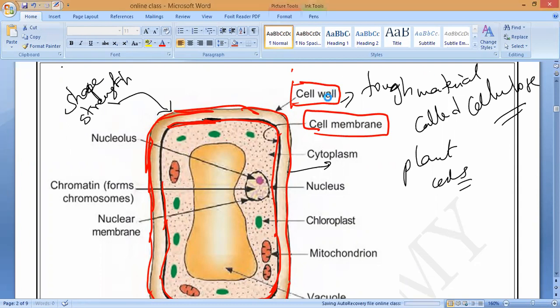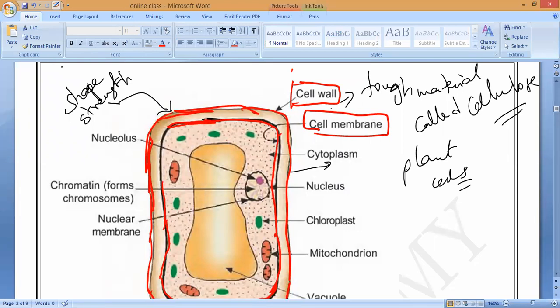Is there any non-living item in the animal cell? No, sir. Then there are no non-living organelles in the animal cell, because the cell wall is not there. Remaining inside, everything is living matter. Inside the cell membrane, whatever is present, everything is living matter. Okay?